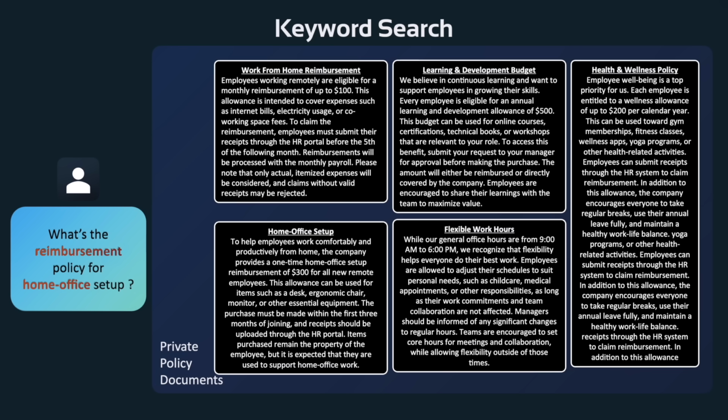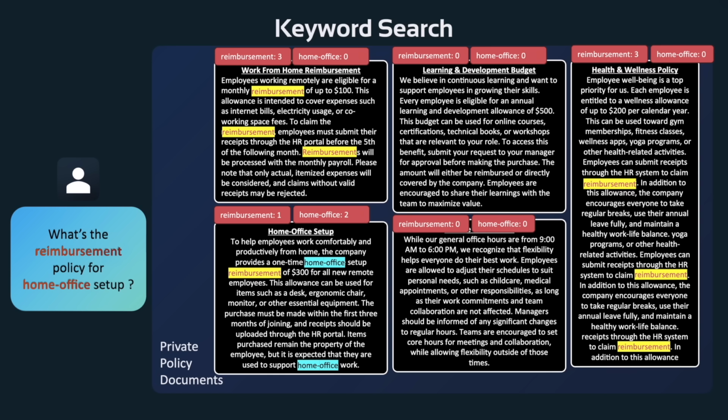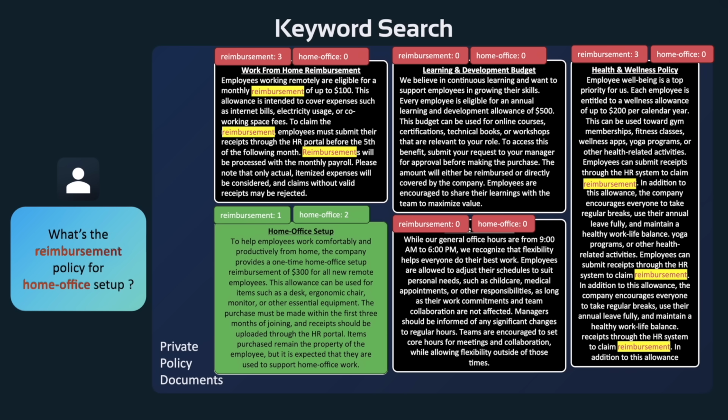To explain it simply, this approach goes through all the documents, identifies keywords, and ranks them based on their frequency. In this case, it counts the occurrences of reimbursement in all documents and records them. So we have 3 occurrences in the first document, none in the middle 2, but another 3 in the third one. It then does the same for Home Office, and we see that it's only present in the Home Office setup document. Combining these 2 counts, it is now able to identify the document that has the maximum occurrences of these 2 keywords and thus able to rightly select the document that has these keywords.